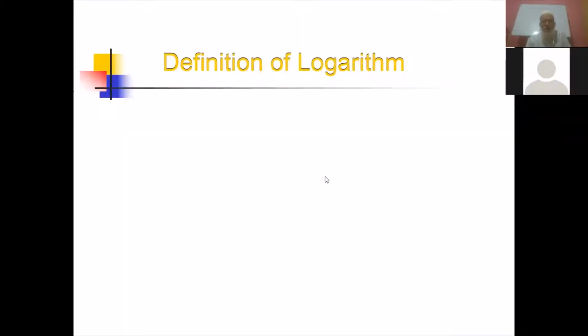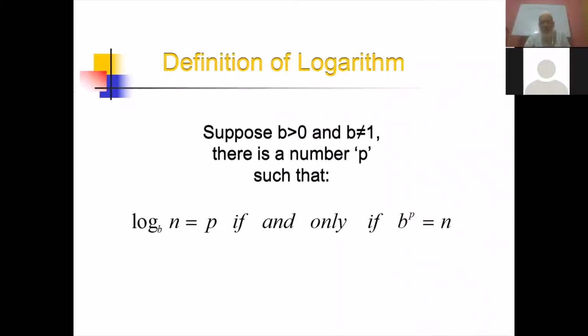Definition of logarithm. Suppose b is greater than 0, b not equal to 1. There is a number p such that log base b of n is equal to p. Okay, how to read it? If and only if b raised to p is equal to n. So this log form is converted into exponential form. b raised to p is equal to n.